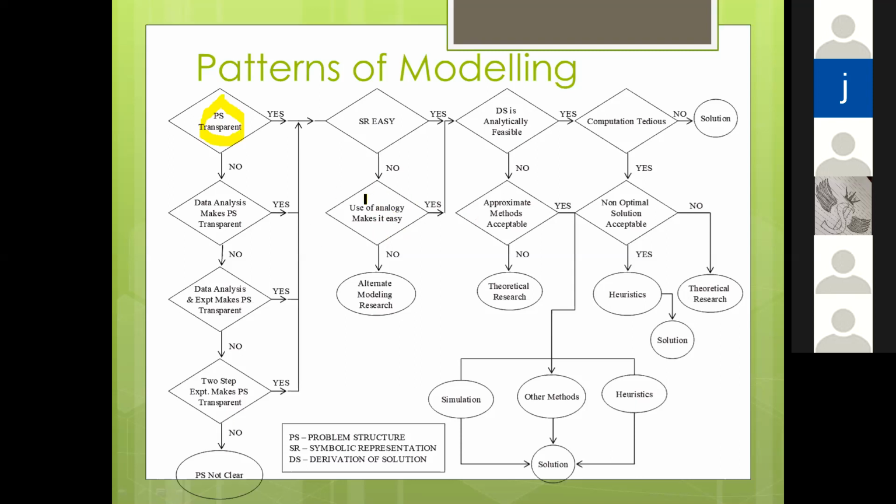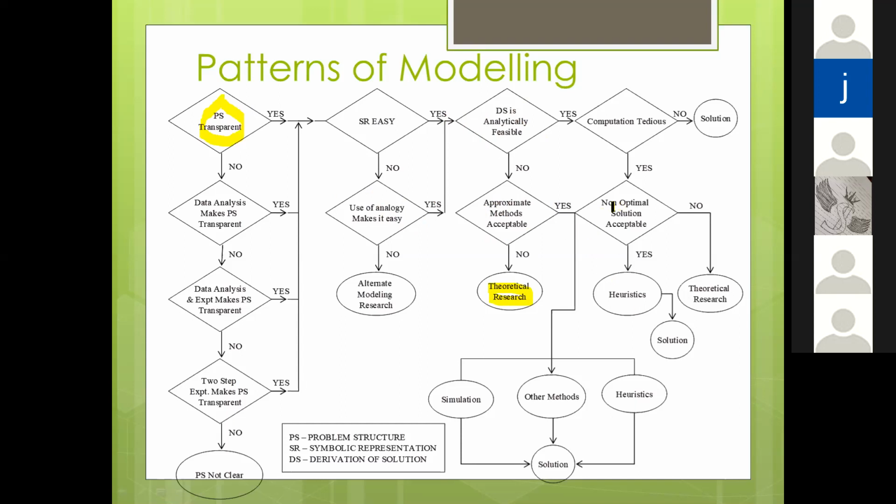Once we are able to develop an analogy, then I'm able to derive a solution onto it. But if I'm able to develop an analogy but not able to derive a solution, I have to use an approximate method, which may lead to some theoretical research. And if the approximate methods are also not acceptable, I may just go in for a pure theoretical research. And if the approximate methods I'm talking about are acceptable, we may go to a non-optimal solution which is acceptable and use a heuristic technique.